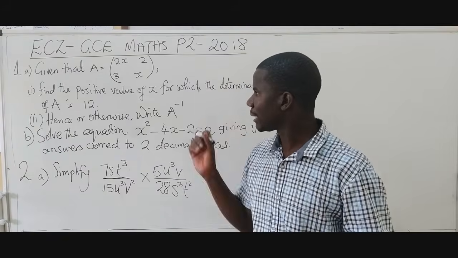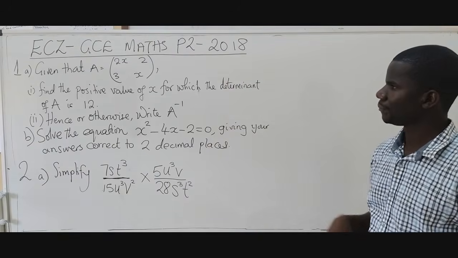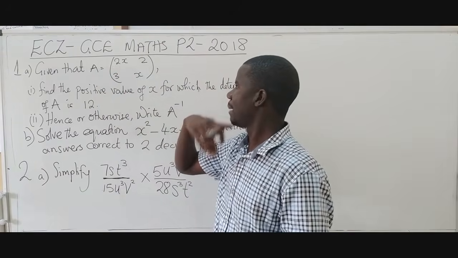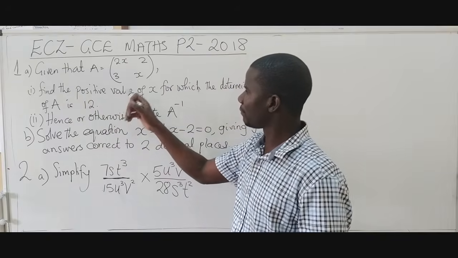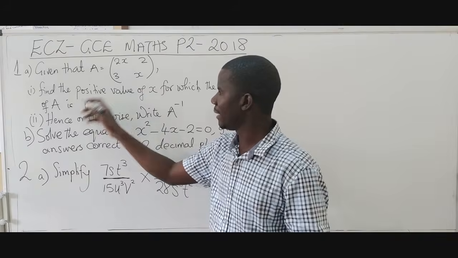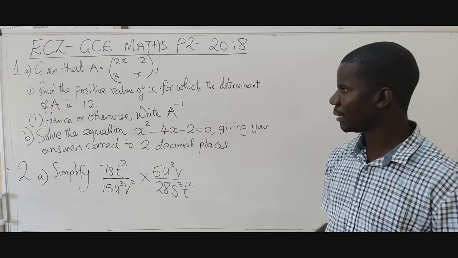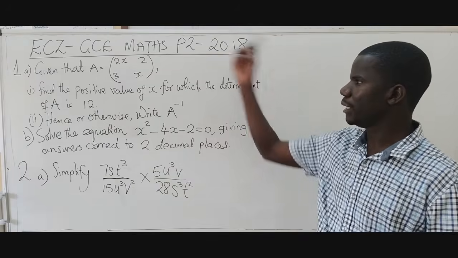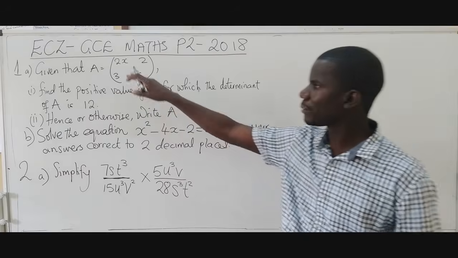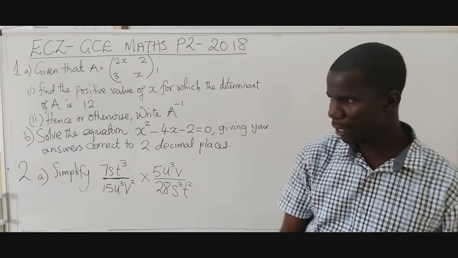Okay, so now let us see what we are supposed to do to find the value of x. Given that A is given by this matrix, find the positive value of x for which the determinant of A is 12. So we have been given the determinant of the A matrix, yes? Then we need to find the value of x. So we are going to write an expression for the determinant, then equate it to 12.